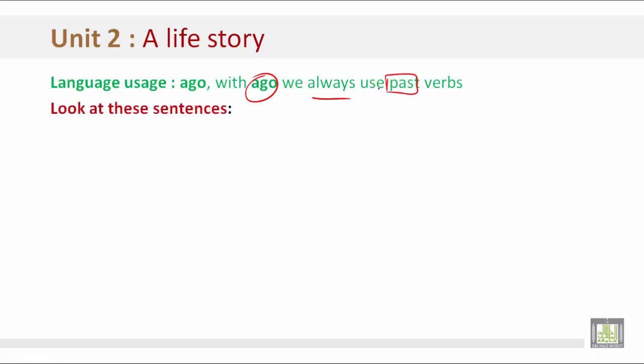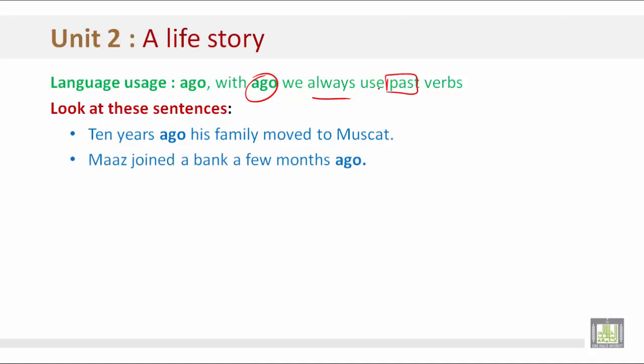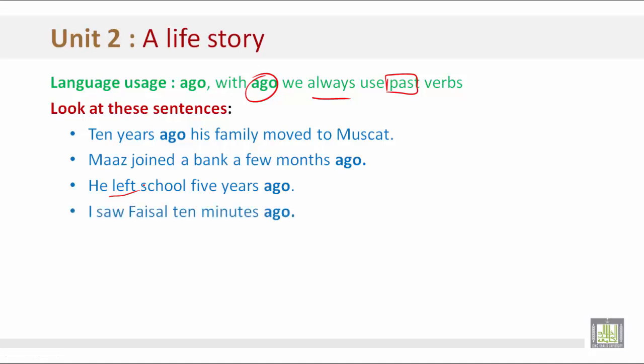Look at these sentences. 10 years ago, his family moved to Muscat. Maz joined a bank a few months ago. He left school 5 years ago. Remember, with ago, we always use past verbs. He left. This is a past verb. School 5 years ago. I saw Faisal 10 minutes ago.